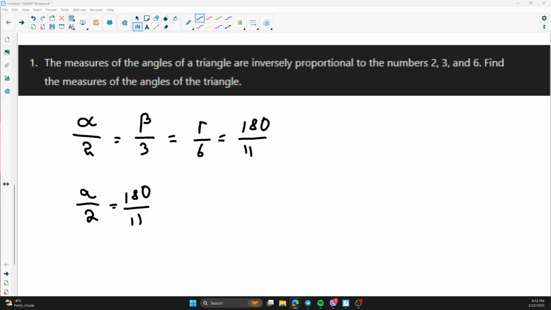We do the cross multiplication. We're left with 11 alpha equals 360. And then if we divide 360 by 11, we get... wait, can I use the calculator?